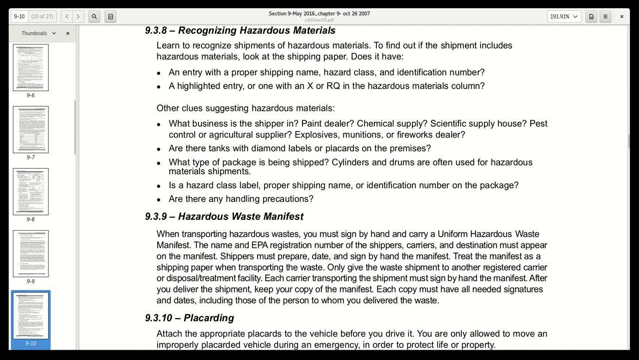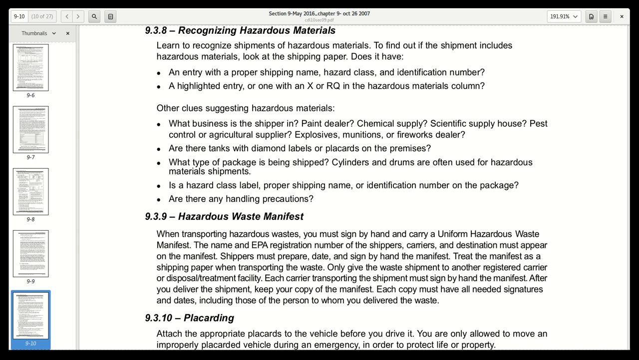9.3.8 Recognizing hazardous materials. Learn to recognize shipments of hazardous materials. To find out if the shipment includes hazardous materials, look at the shipping paper. Does it have an entry with a proper shipping name, hazard class, and identification number? Does it have a highlighted entry or one with an X or RQ in the hazardous materials column?